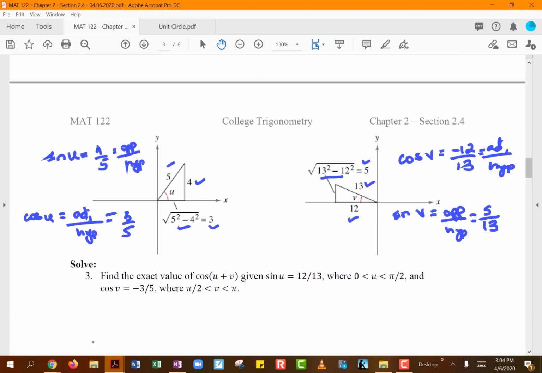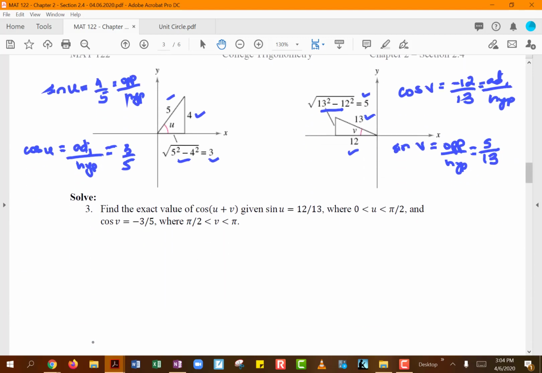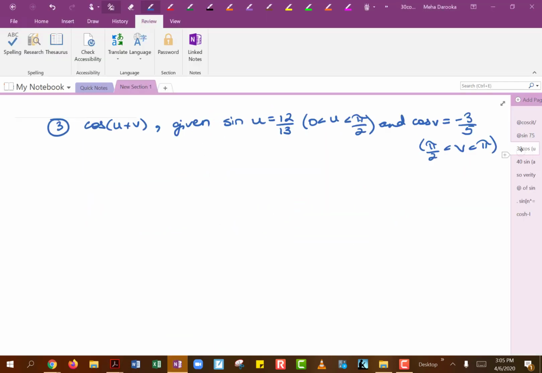Okay, so let's try and use the same concept in our problem number 3. They are asking us to find the exact value for cosine of u plus v. They're giving us the sine function, again that's quadrant 1. And they are giving us the cosine of v function, and this is going to be in quadrant 2. So let's go ahead and take a look at how we can go about solving this. This was problem number 3.